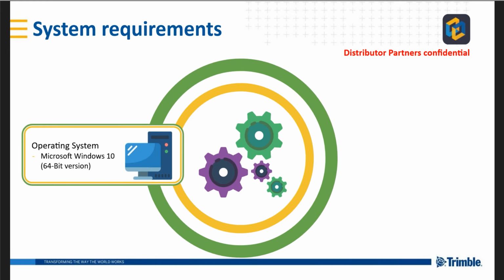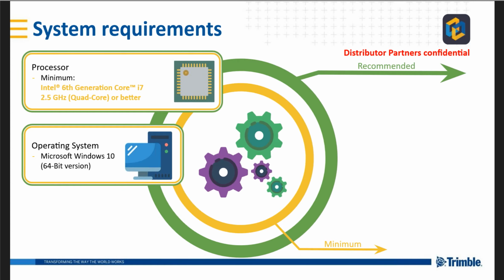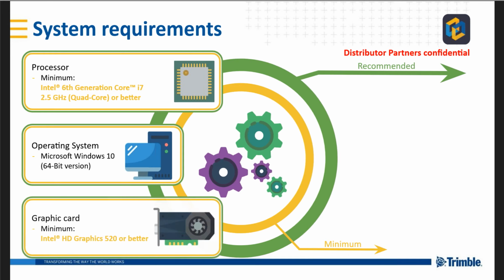Perspective is a bit different. As you might know, it can be run on the Trimble T10 tablet. So in that case, we have the operating system Windows 10. And as a minimum, we're saying it's an Intel 6th generation Core i7 with a 2.5 gigahertz quad-core or better. The graphic card should be the Intel HD Graphics 520 or better.